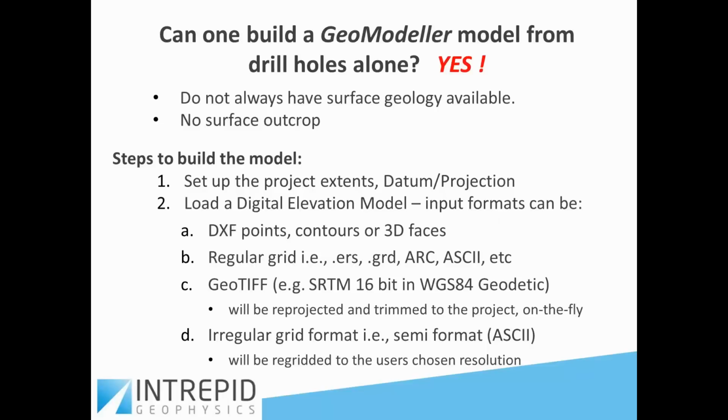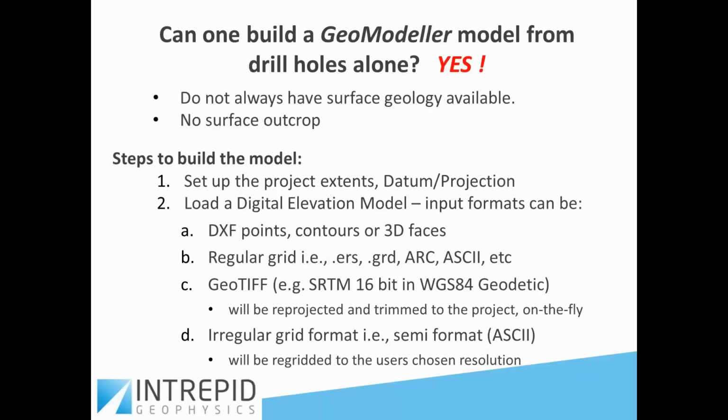And just as a revision, what are the steps to set up a GeoModeller model? This is partly revision from the January webinar, so I can just go through those again. When you set up a model in the first instance, we need to set the project extents by way of their datum and projection system and the extents in northings and eastings within that zone.